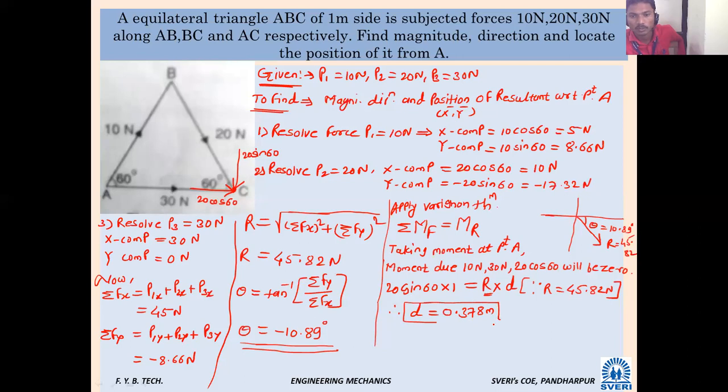So what is this D? What did we calculate? What is the unit of D? Meter. Meter is the unit of length or distance. D is a distance, but which distance? We applied R into D, force into distance. This is a moment, but which type of distance is D while calculating moment? Perpendicular distance.